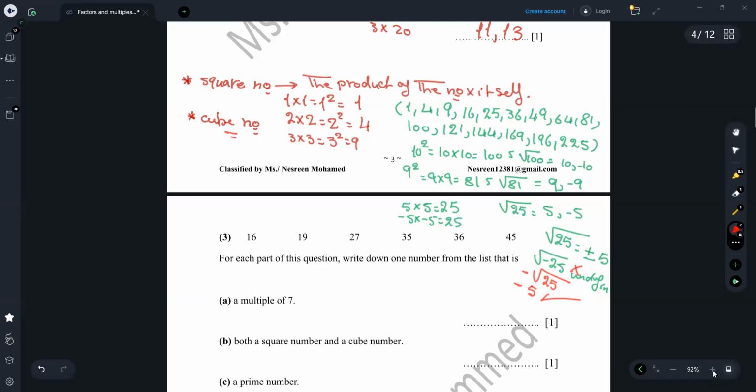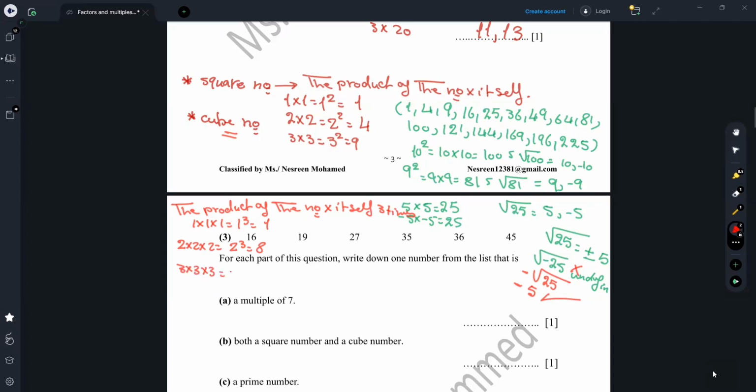Okay, what about the cube number and the cube root? Cube number is the product of the number multiplied by itself 3 times. It means 1 multiply 1 multiply 1 equals 1 power 3, 1. 2 multiply 2 multiply 2, it is 2 power 3, it is 8. 3 multiply 3 multiply 3, it is 3 power 3, it will be 27.